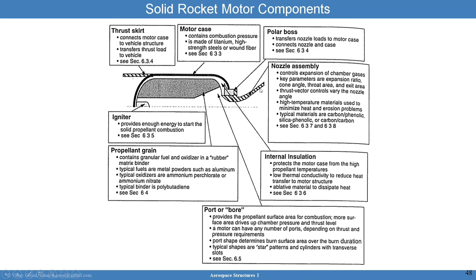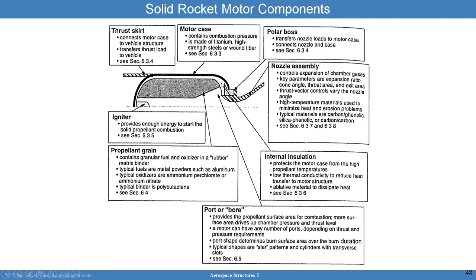And the idea there is to minimize the heat so that you don't have a burn through. Because if you use, say, a metal for this, then as this is heating, it can burn through the metal. And so the materials used here tend to be high temperature materials that can take the heat. Typical materials used are carbon phenolic, silica phenolic, or carbon-carbon.